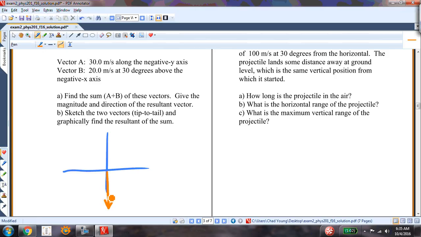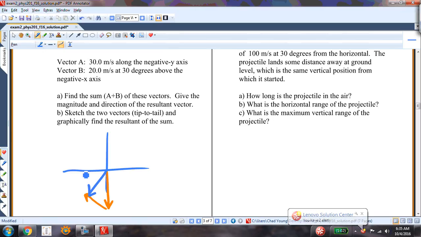And then vector B is 20 meters per second, at 30 degrees above the negative x-axis. So I'm going to draw it like this, and it's a little bit shorter. It's going to look something like that. Then the resultant will start here and go there. So this is my resultant, a sketch that looks something like that.